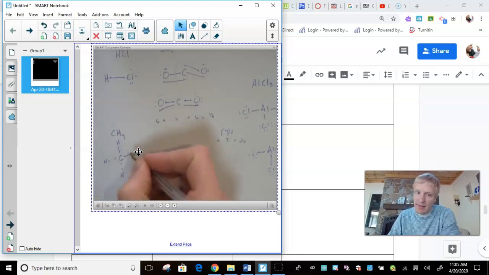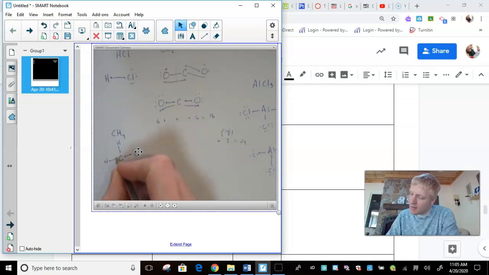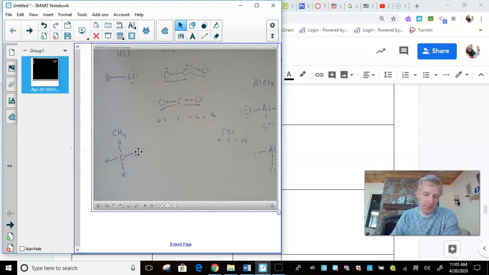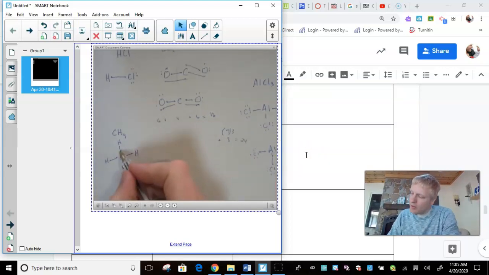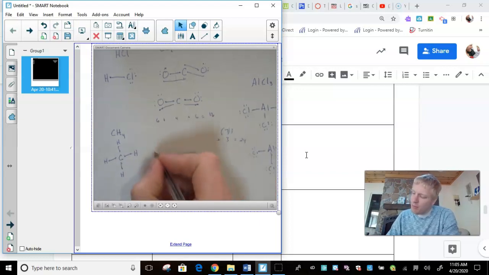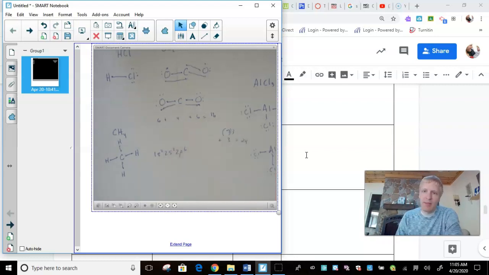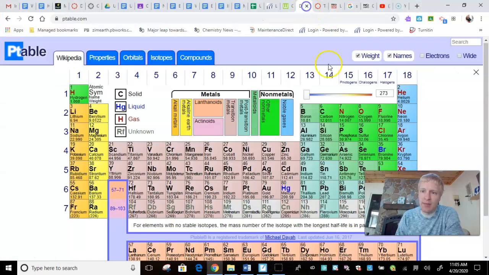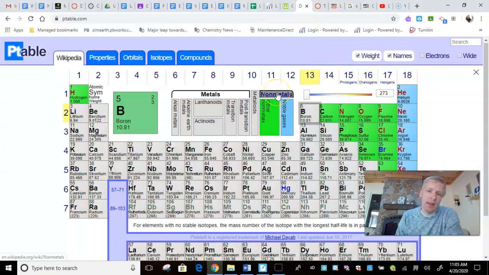Connect the single dots, connect the single dots, connect the single dots. So we got 1, 2, 3, 4, 5, 6, 7, 8. Carbon's happy, it has 8. But what about hydrogen? Hydrogen only has 1, 2. Well, that's kind of goofy, but we learned about electron configuration. 1s2, 2s2, 2p6. What is that? I believe that's neon. Let's double check. Yep, that's neon.